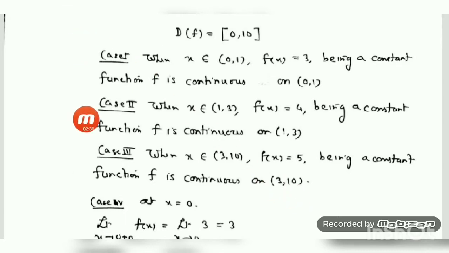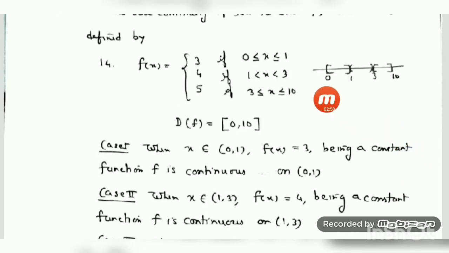Now you see these 3 cases, since all of them are constant functions, you can combine them and write within one case. First you write, when x belongs to this, f(x) equal to this, again you write this one, and again, and the conclusion you write together: being a constant function, all of them are continuous on their respective intervals. Now I have to go to the next part, the points 0, then 1, then 3, then 10.